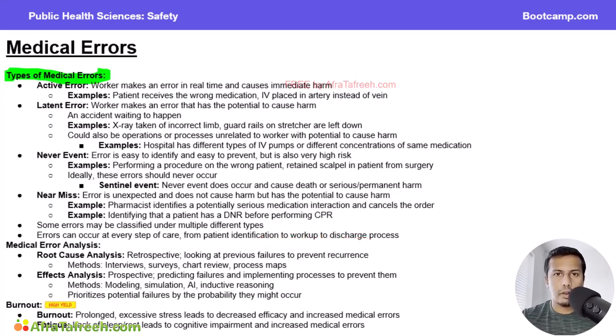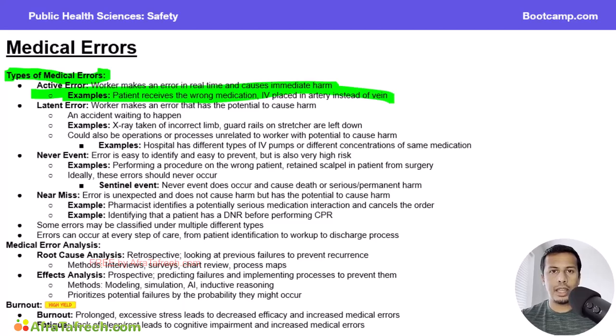The first type of error that I want to talk about is an active error. And an active error is when a worker makes an error in real time and it causes immediate harm to the patient. This is a big deal. This is the thing that we want to stop first and foremost before anything else, because it's causing immediate harm to the patient. Some examples of these are a patient receiving the wrong medication or an IV being placed in the artery instead of the vein.